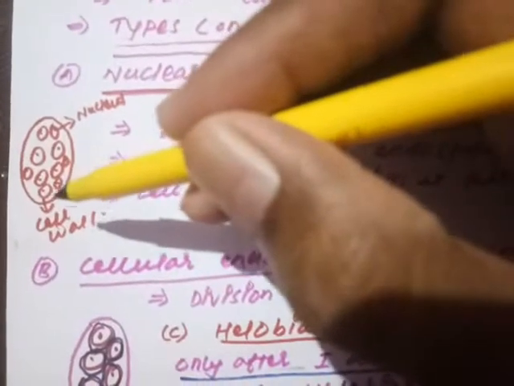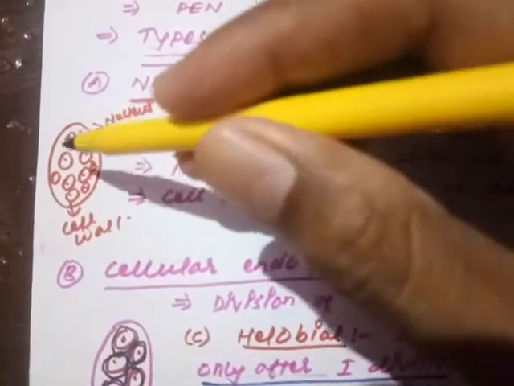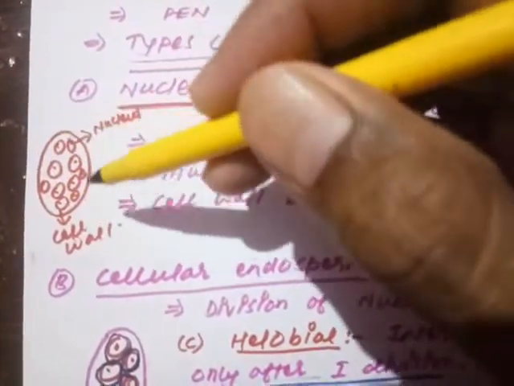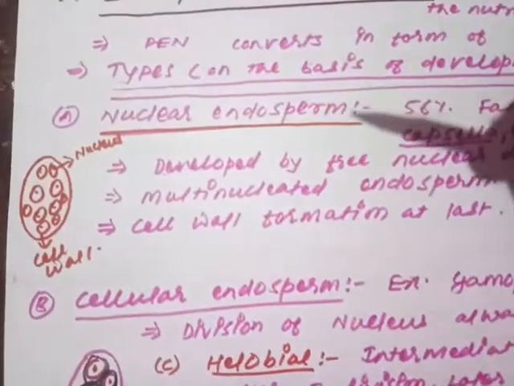Now just see with the help of the diagram. Here in the diagram the nucleus is there, and the nucleus is going to divide again and again. Many nuclei are produced here without forming any cell wall around them. The final cell wall is produced outside, and inside the nuclei are there. So now this endosperm is considered the free nuclear endosperm or the multinucleated endosperm. So is it clear now?